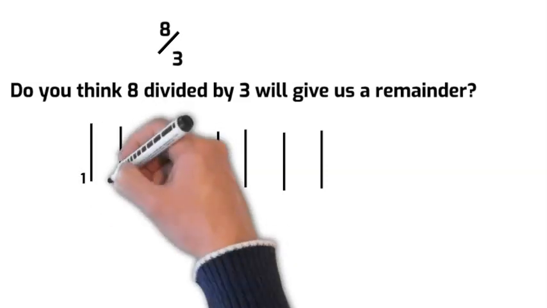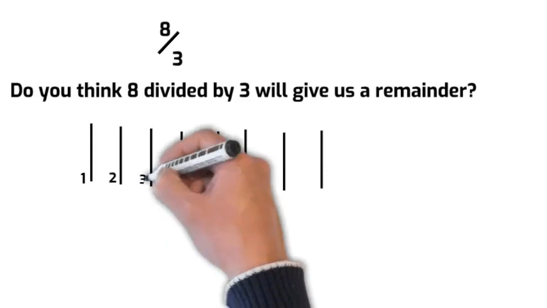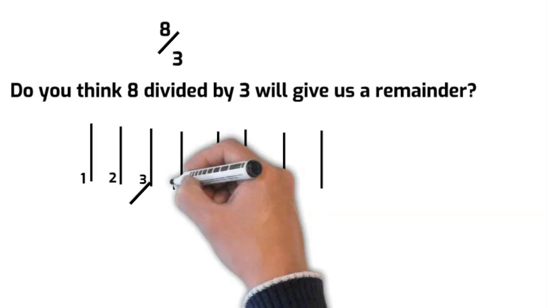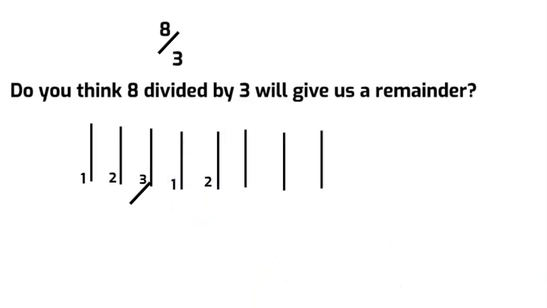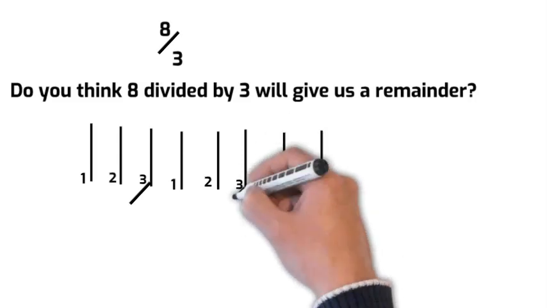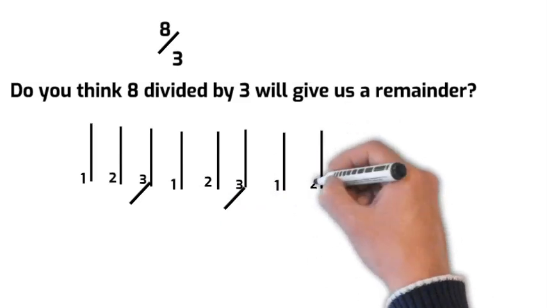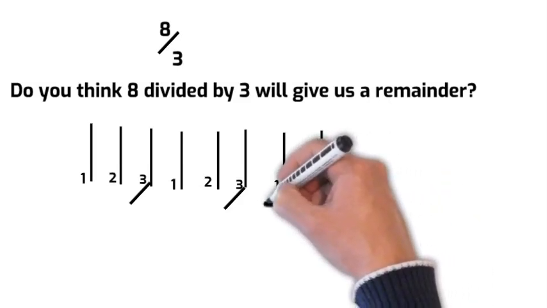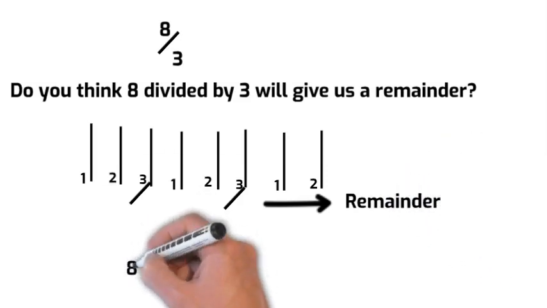1, 2, 3. One part. 1, 2, 3. 2 parts. 1, 2. It isn't up to 3. So we have 2 as our remainder.